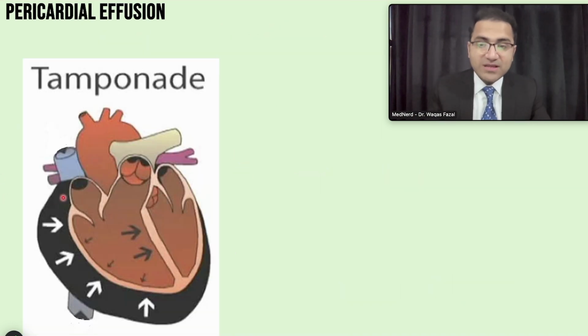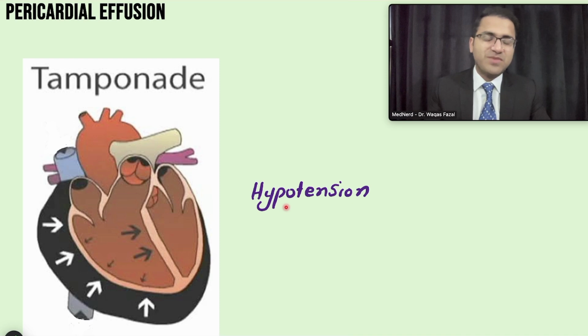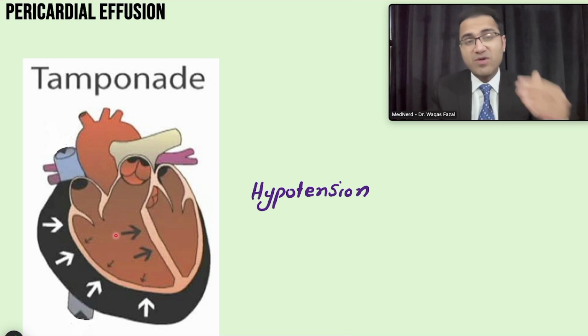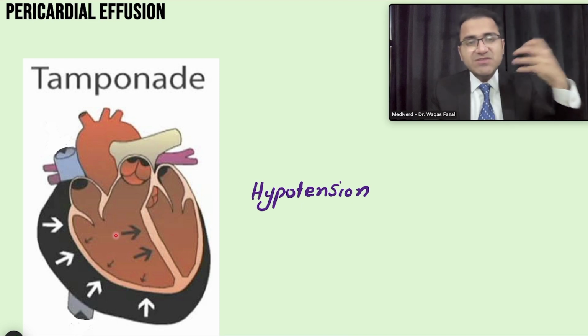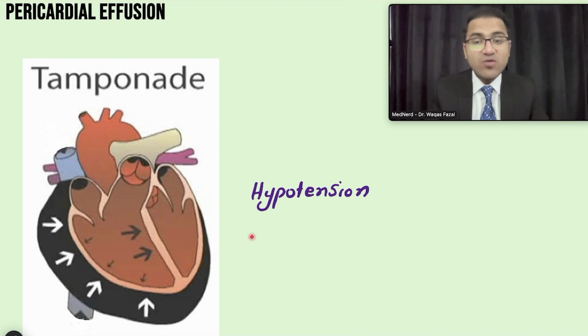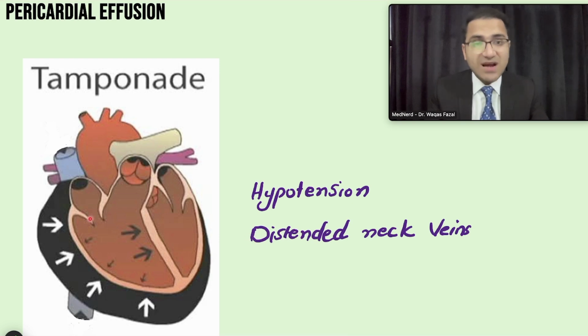Now, whenever there is fluid accumulating in cardiac tamponade, it causes compression of the right ventricle, and this compression is transmitted to the left ventricle, and the left ventricle cannot fill up with blood, therefore it cannot pump enough blood to the body, and you would see hypotension in these patients. Since there is compression of the right side of the heart, it also cannot fill up with blood properly, and the veins that are draining to the right side of the heart will be distended. The JVP will be distended, the neck veins are distended. This is seen in cardiac tamponade.